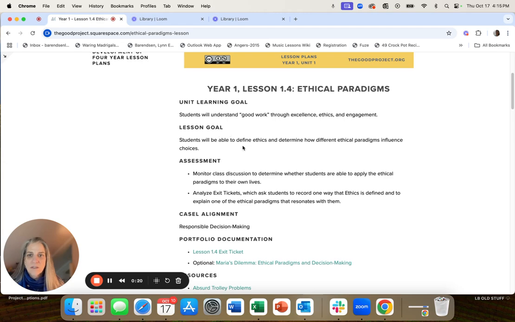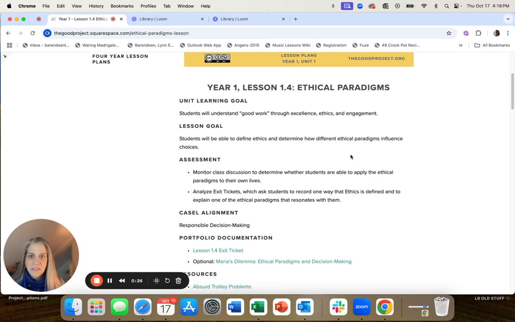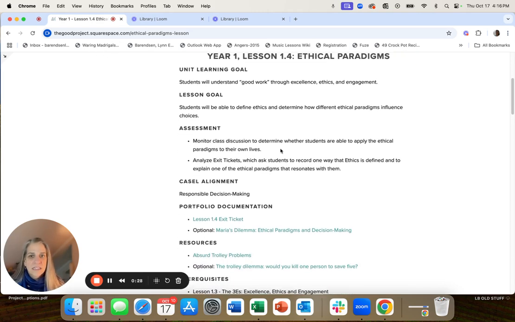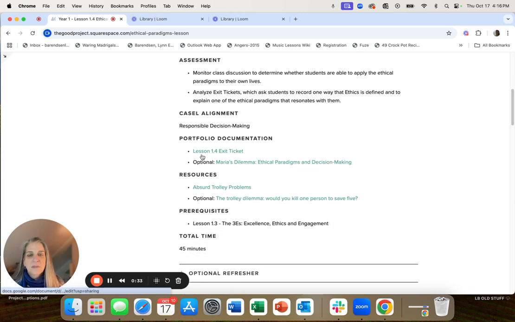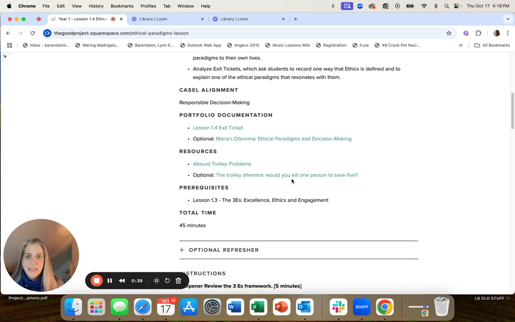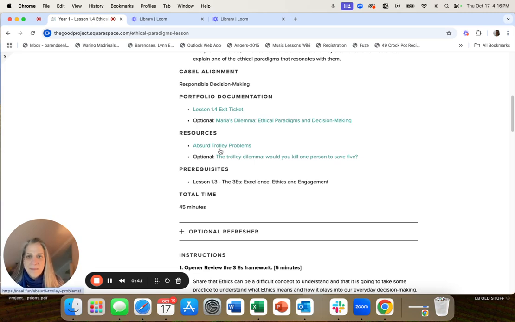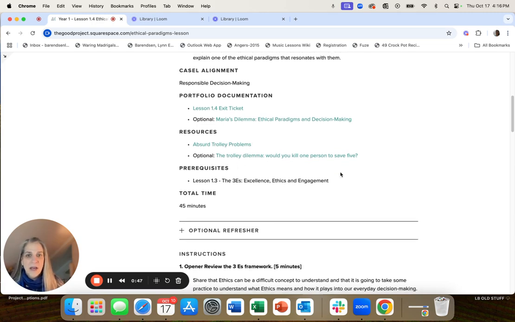The goal here is really that students would be able to define ethics and think about different ethical paradigms and how they influence their choices. Here are your assessment tools, the CASEL alignment, the different elements that will go into portfolio documentation. There is the first dilemma of the lesson plan, so that's exciting. Resources here, the trolley problem, which may be familiar to many of you, and then another optional resource as well.